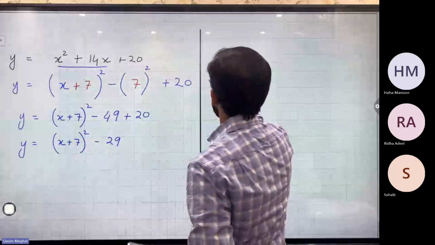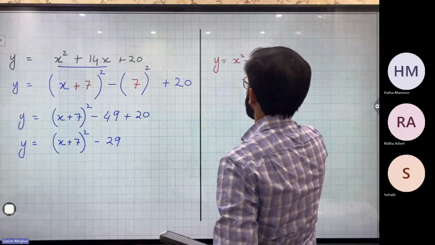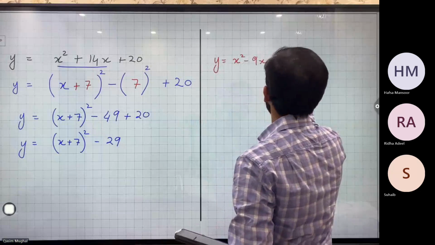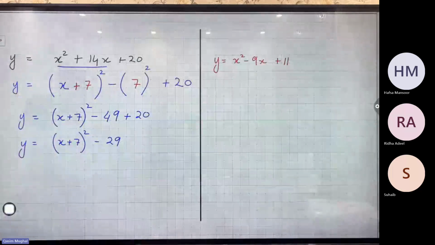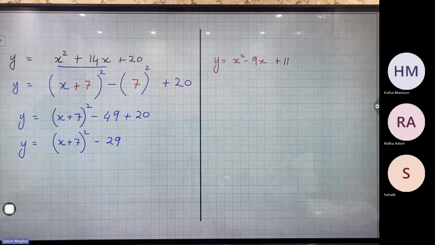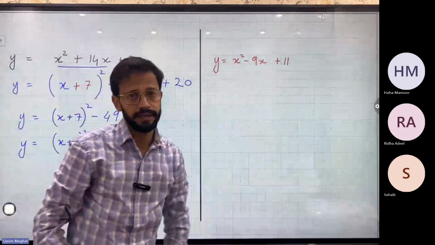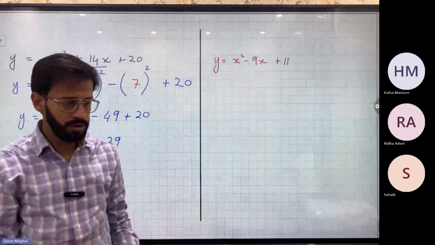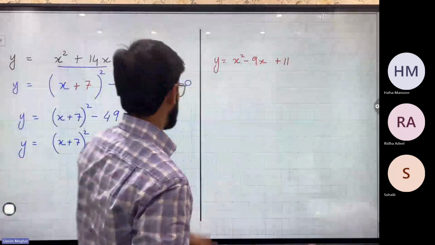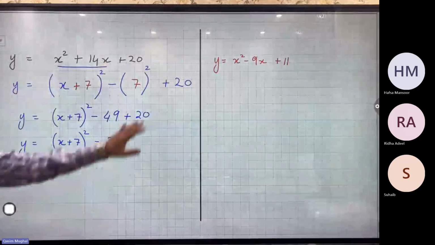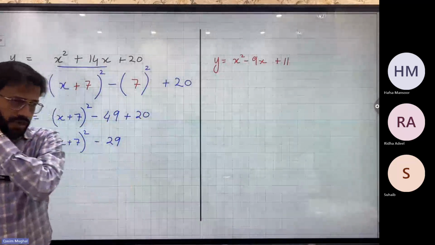Okay, good. Now y equals x squared minus 9x plus 11. Remember, we are applying the completing square method. While doing the process, only the first two terms, the squared x and the linear x, are brought into the process of completing the square. We shouldn't be bothered about the constant term. We will carry that along and sum it up while doing the simplification. Do it and share the answer, please.